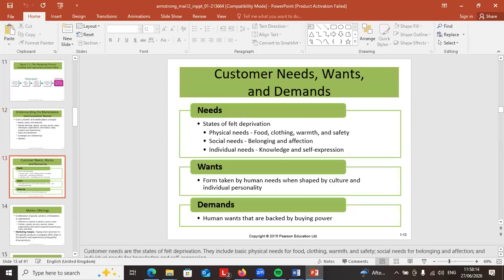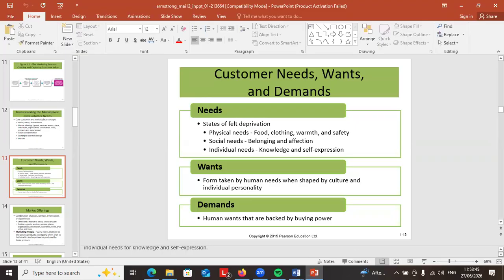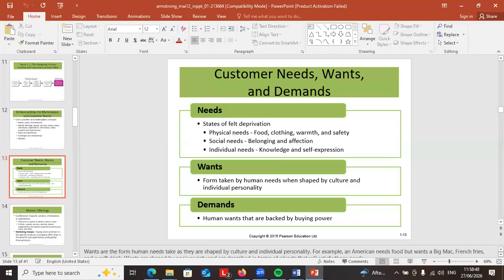Of course, customer needs are the states of felt deprivation, right? They include basic physical needs for food, clothing, warmth, and safety, right? They also include social needs such as the feeling of belongingness and affection. And then it includes individual needs such as knowledge and self-expression. You are here essentially to fulfill an individual need, right, to gain knowledge.